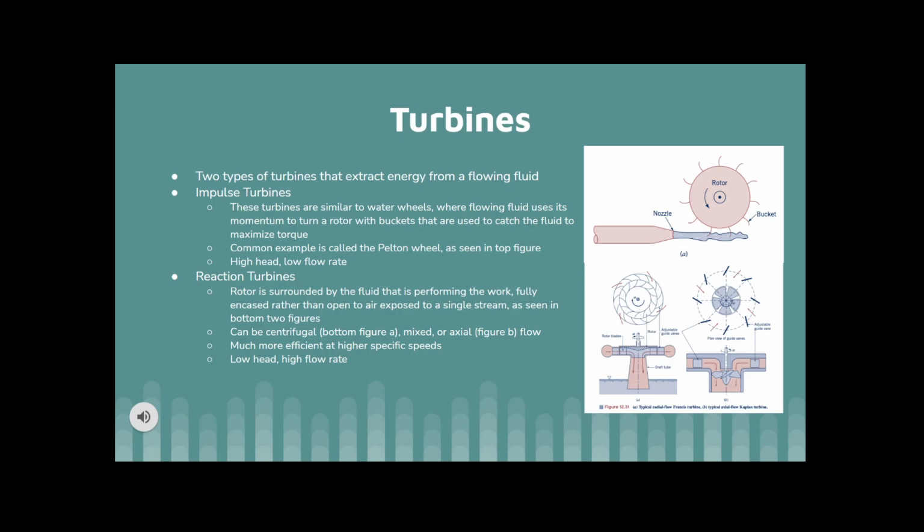It's seen in the top figure on the slide, and they usually have a high head and a low flow rate. Reaction turbines are similar to impulse turbines, however they're encased with the fluid that is performing the work. Reaction turbines are seen in the bottom figure on the slide. These turbines can either be centrifugal, mixed, or axial flow turbines. Reaction turbines are much more efficient at higher speeds, and they have a low head and a high flow rate.